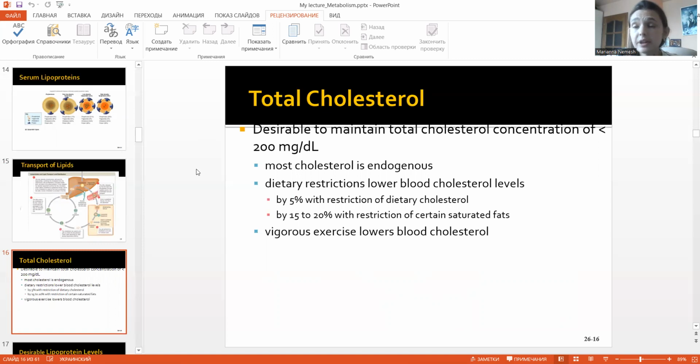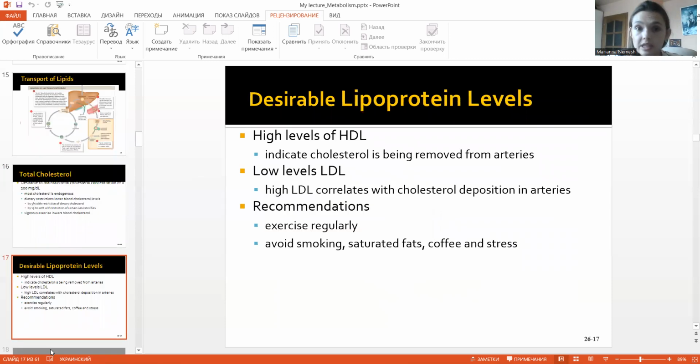So generally, it's very important to control the level of cholesterol in the blood, and mainly to look at the diet the person is going to eat in order to decrease the level of saturated fats in your daily food intake.